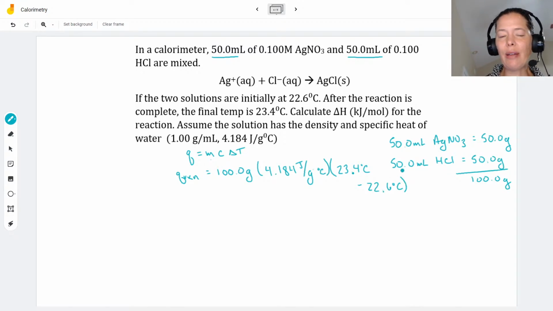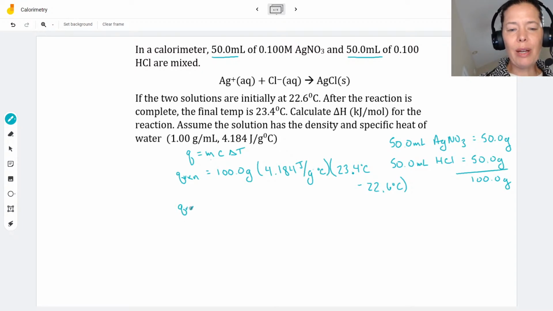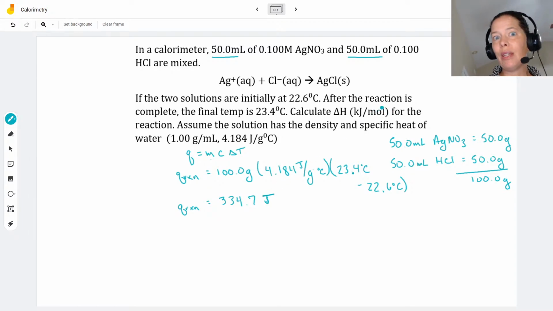I can actually calculate my Q for my reaction. All right, so my Q for my reaction is 334.7 joules. Okay, that's fantastic. So I already have the heat for my reaction. Now I need to worry about the moles.